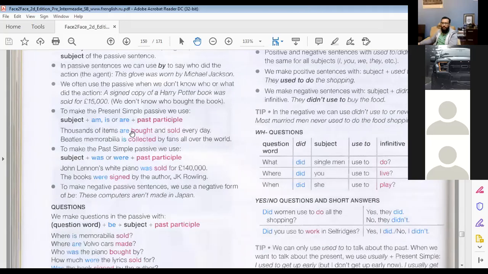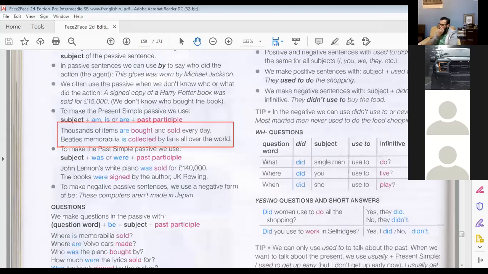Thousands of items are bought and sold every day. And Beatles memorabilia is collected by fans all over the world. Okay, I have a question here. Can you see these two examples? Who buys and sells the items?